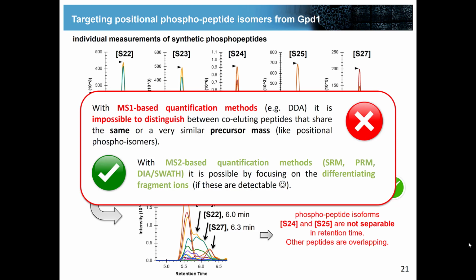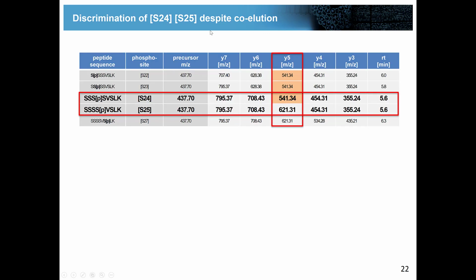to quantify also perfectly co-eluting peaks, to tell two perfectly co-eluting peaks apart from each other. So for our little example here, this would be, for example, the case for serine 25 and serine 24, which were these two phosphopeptide versions that showed perfect coelution. We have a look at what are the differentiating fragment ions between these two different forms, and it's actually the Y5 ion that is different for these two forms.